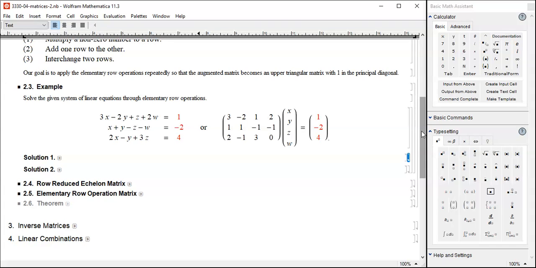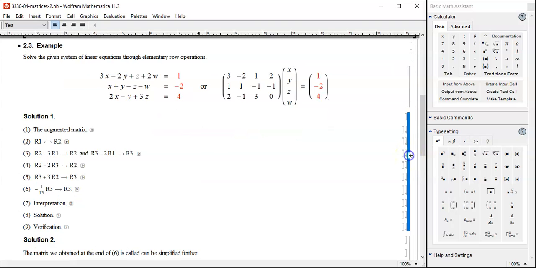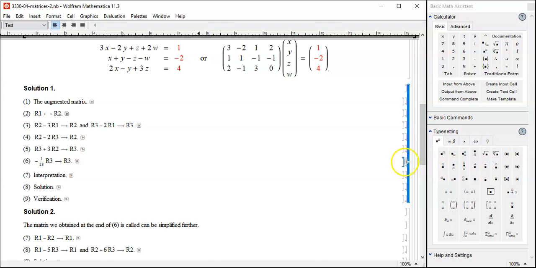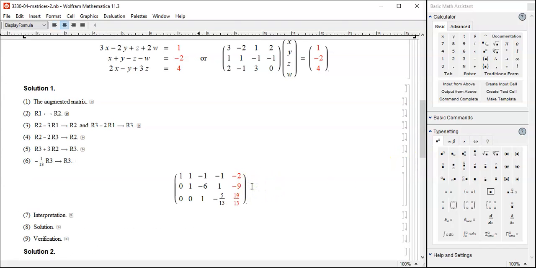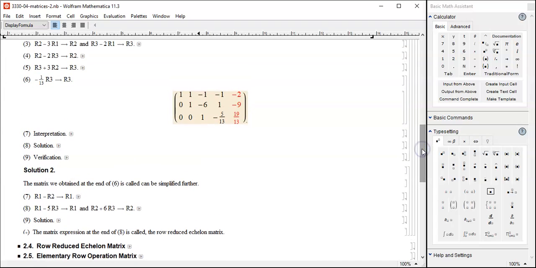Okay, and we have a little bit of time left, so let's go with the second solution. Let's do the same thing, a little bit more quickly this time. Let's see. The matrix we obtained at the end of 6. What is this? This augmented matrix over here? Okay. That can be simplified a little bit further.